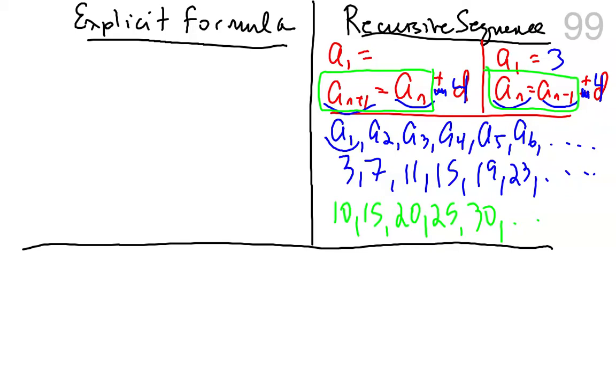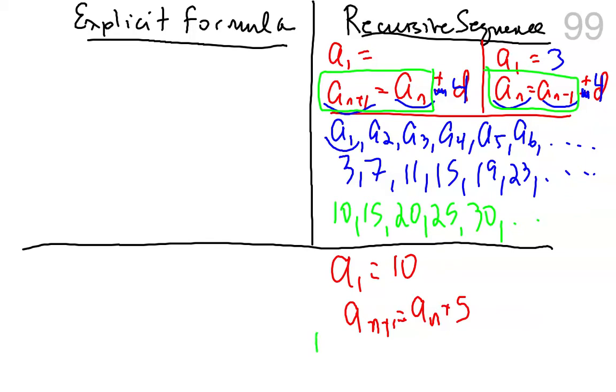Okay, so what is a sub 1? 10. What's my formula? We would say a sub n plus 1 equals what? A sub n plus 5. Because what am I going up by every time? 5. Okay, let's just do another one real quick.